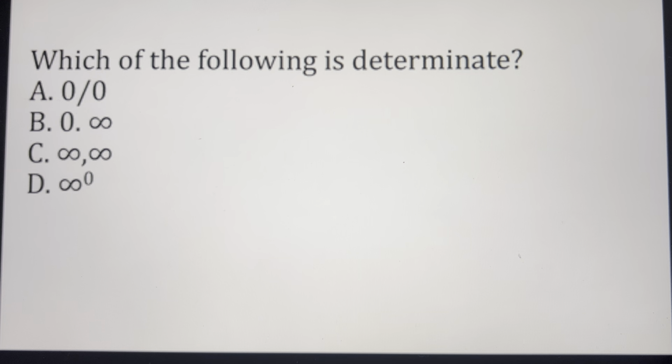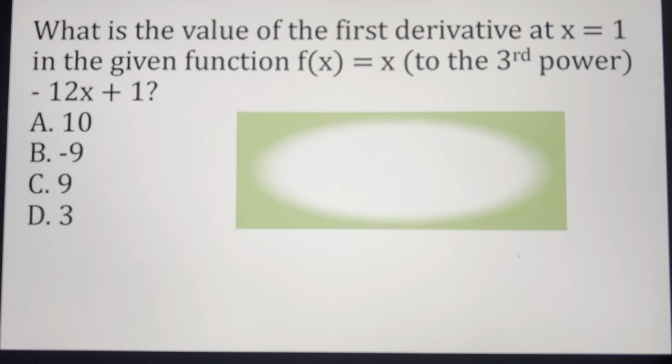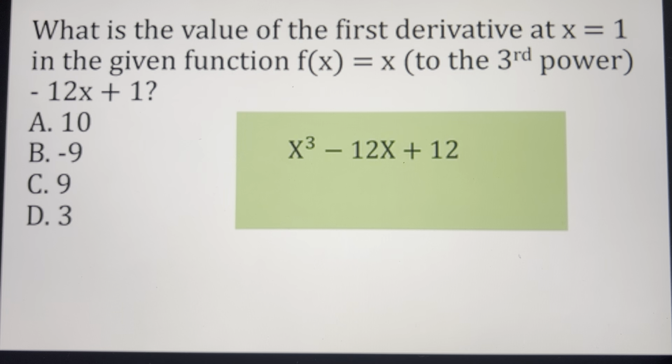Which of the following is determinate? That will be infinity, infinity. What is the value of the first derivative at x equals 1 of the given function f of x is x to the third power minus 12x plus 1? So putting that in your calculator, and then first derivative at x equals 1, value will be negative 9.